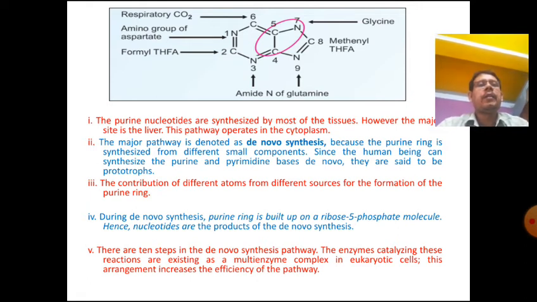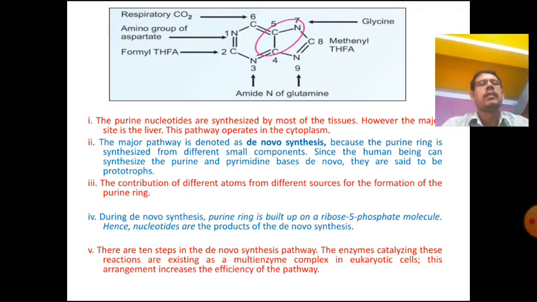These are the components of purine, numbered 1 to 9. N1 comes from the amino group of aspartate, C2 comes from tetrahydrofolate, and C6 comes from respiratory carbon dioxide. N3 and N9 come from the amide group of glutamine, C4, C5 and C7 come from glycine, and C8 comes from methylene tetrahydrofolate.